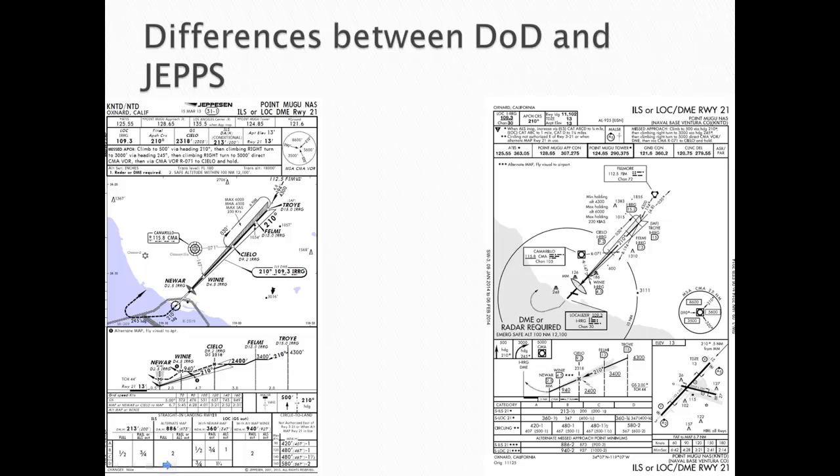Now let's take a look at the differences in format between a Jeppesen and DOD approach plate. We'll be using the ILS-21 at Point Mugu as an example. On the top of the Jeppesen approach, you will find all of the information that you need for a quick but thorough brief. You will also notice that the MSA has been moved to the top for an easier brief.